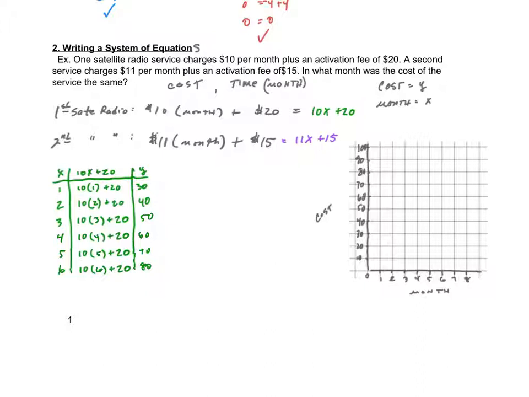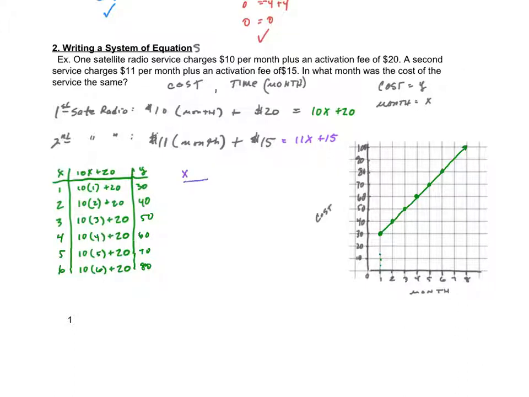So I know at 1 month I'm going to come up here and I'm going to be at $30. Month 2, $40. Month 3, 50. Month 4, 60. 5, 70, 80. And that is going to continue on for the duration of my service until I cancel it or they give me something for free, which is probably going to end up having to cancel first. So let's go ahead and look at the next satellite company.